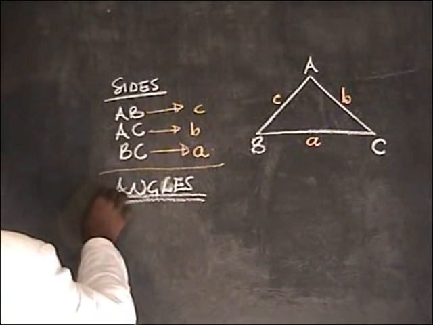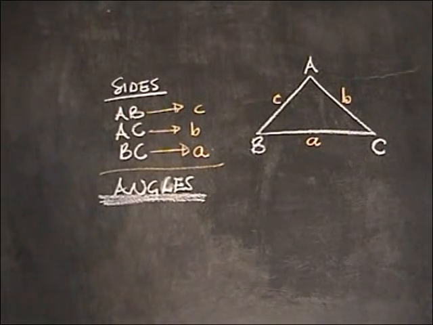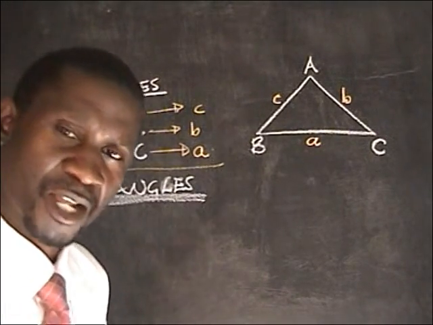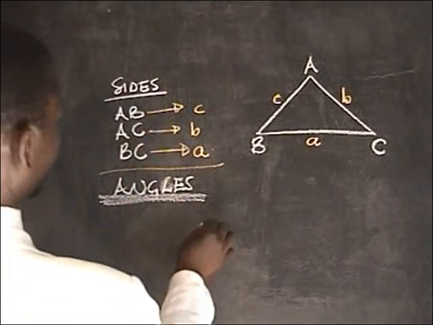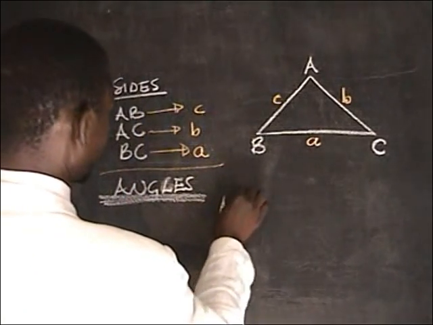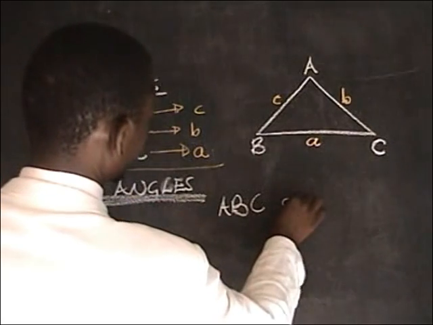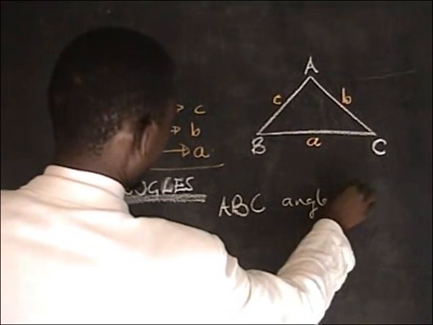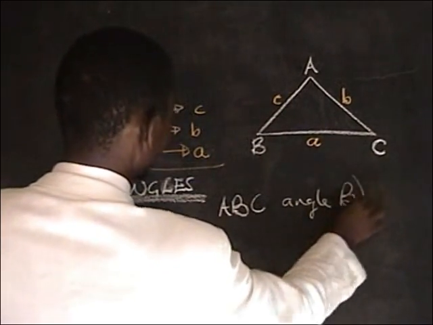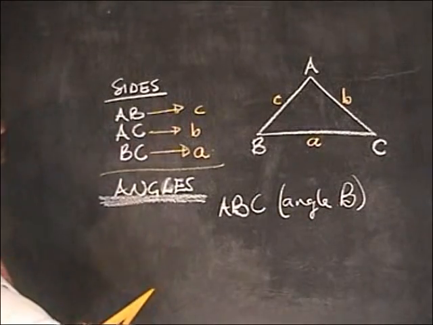How are these angles named? For angles, you have to use 3 capital letters. Like for instance, if you say ABC, what is named is angle B, because this is the letter which is in between. I'm sure that is understood.